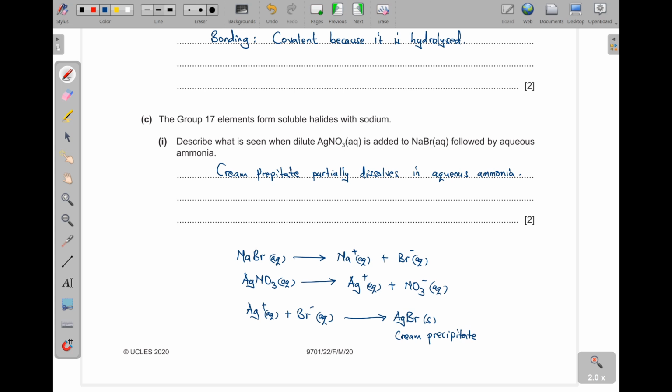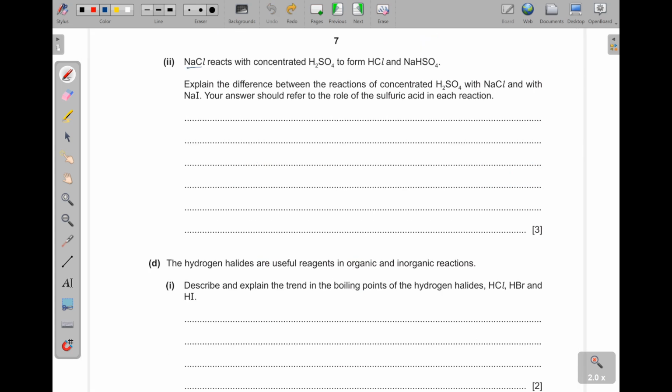So that is that. Roman 2, sodium chloride reacts with concentrated sulfuric acid to form hydrogen chloride and sodium hydrogen sulfate. Now, when you look at this sulfuric acid, it has lost what? A hydrogen to give you the ion hydrogen sulfate. So that means since it has lost a proton here, then it acts as an acid. So this is an acid-base reaction.